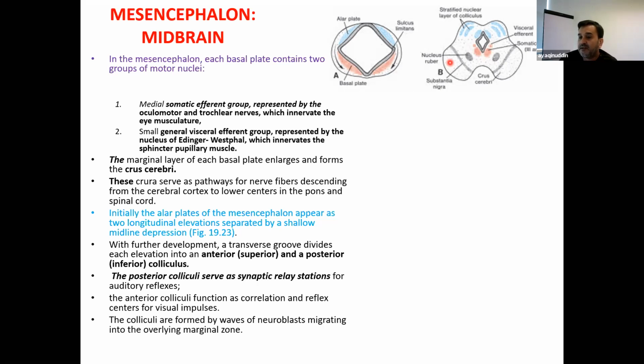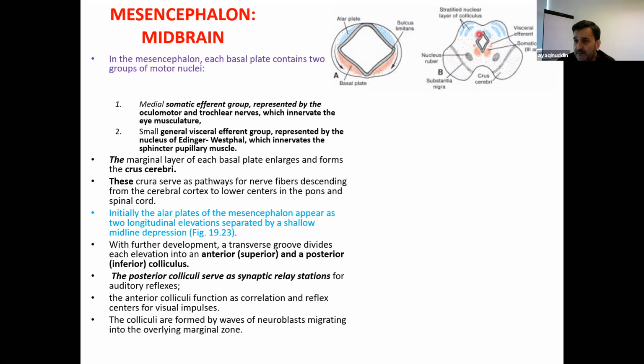The marginal layer of the basal plate enlarges as it enlarges in the mesencephalon. Similarly, the marginal layer of the basal plate is going to enlarge here to give rise to the crus cerebri. So the crus cerebri, where you would find the corticopontine fibers, the corticospinal and corticonuclear fibers, originate from the marginal layer of the basal plates of the mesencephalon.